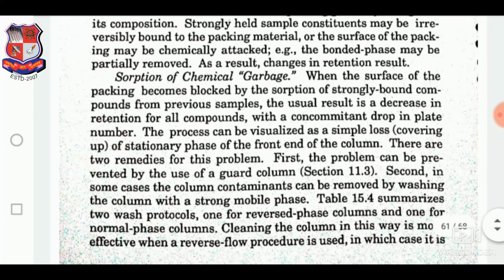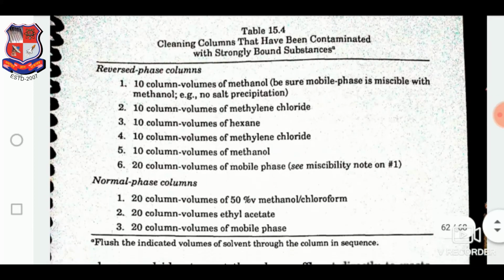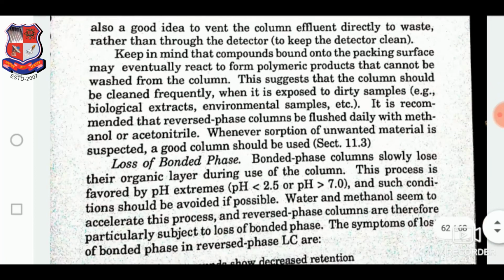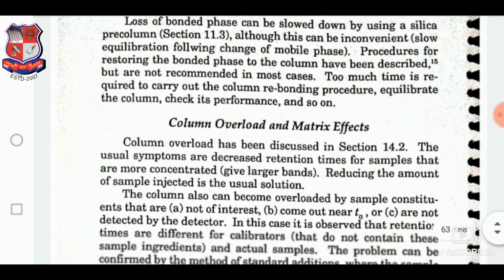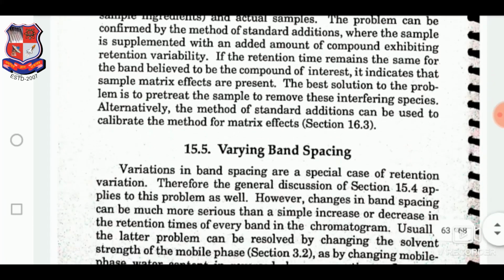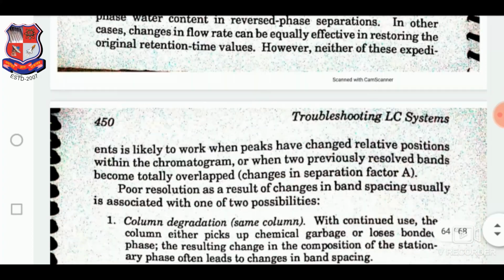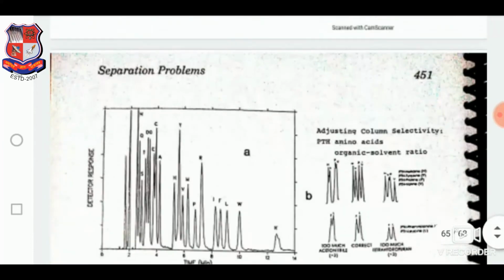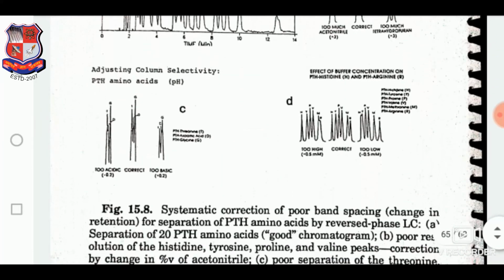Deactivation of columns, sorption of chemical garbage. These are for cleaning columns that have been contaminated with strongly retained compounds. This is the possible washing medium we can use, mostly organic solvent. Column overload or matrix effect, varying band spacing. These are a few other chromatograms.